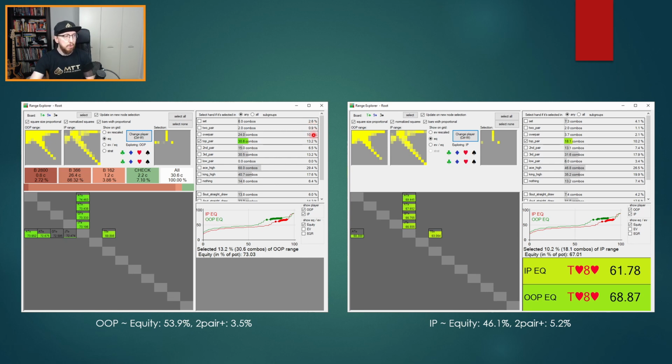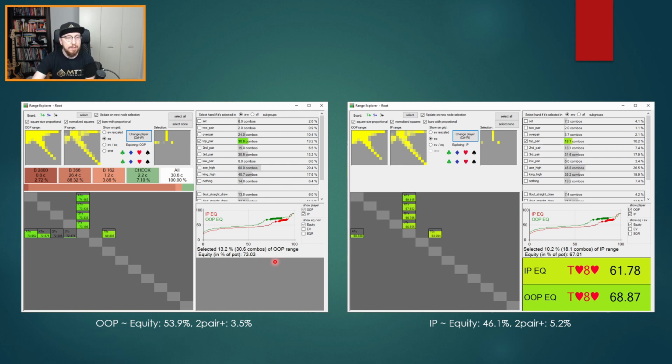Now, it's really important that you always look at it as a proportion of your range and don't just go straight to the number of combos. This is an example for top pair, but we've got 30.6 combos for top pair versus 18.1. So it's almost double, except when it's a proportion of the range, it's 13.2 versus 10.2. So it's really important to focus on that and not just go, oh, we've got way more combos or they've got way more combos. It's always combos as a proportion of your entire range.